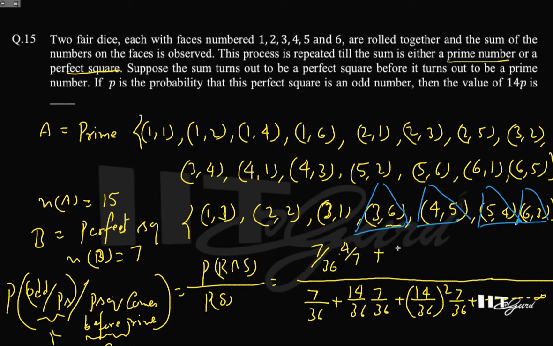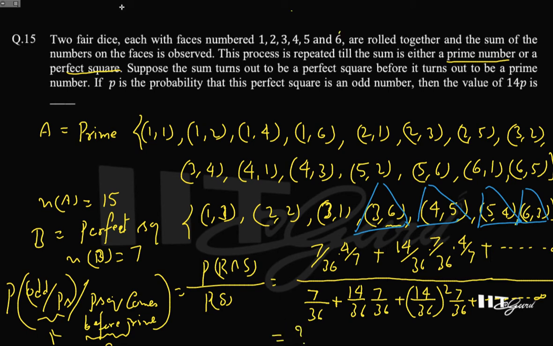In this way, in the other case, when they won't get a chance to be a perfect square, that will be 14 by 36. Then they get the chance, and we find a perfect square 7 by 36, and then the odd perfect square 4 by 7, and the process repeats up to infinity. Now you have to solve this.